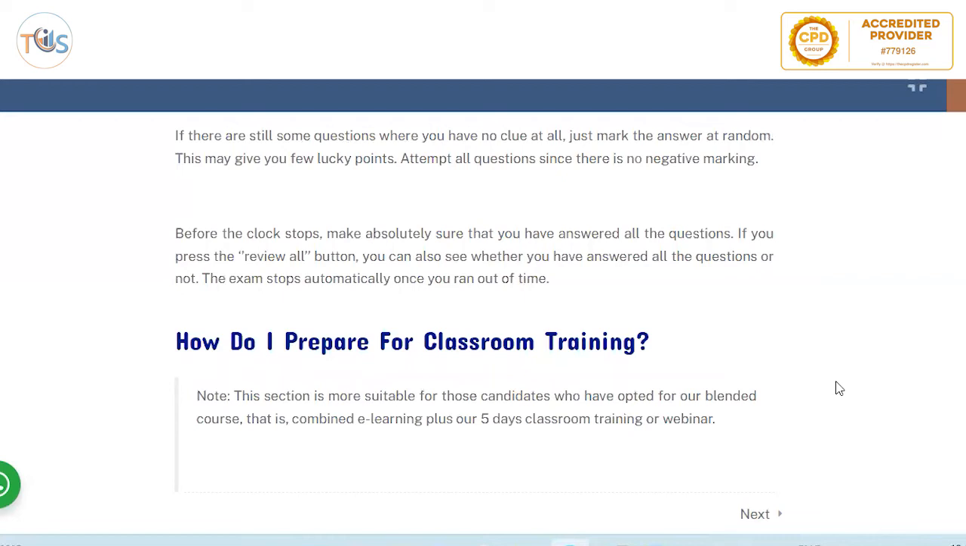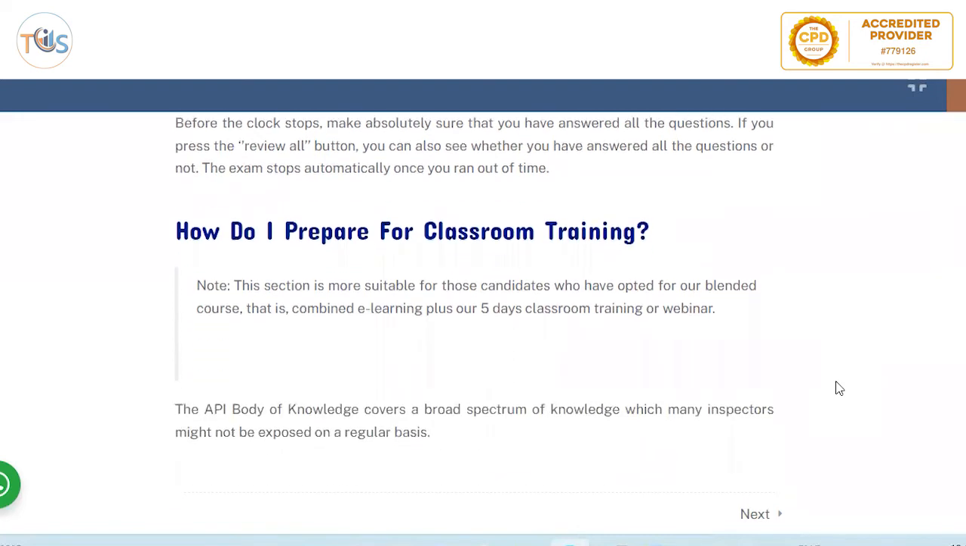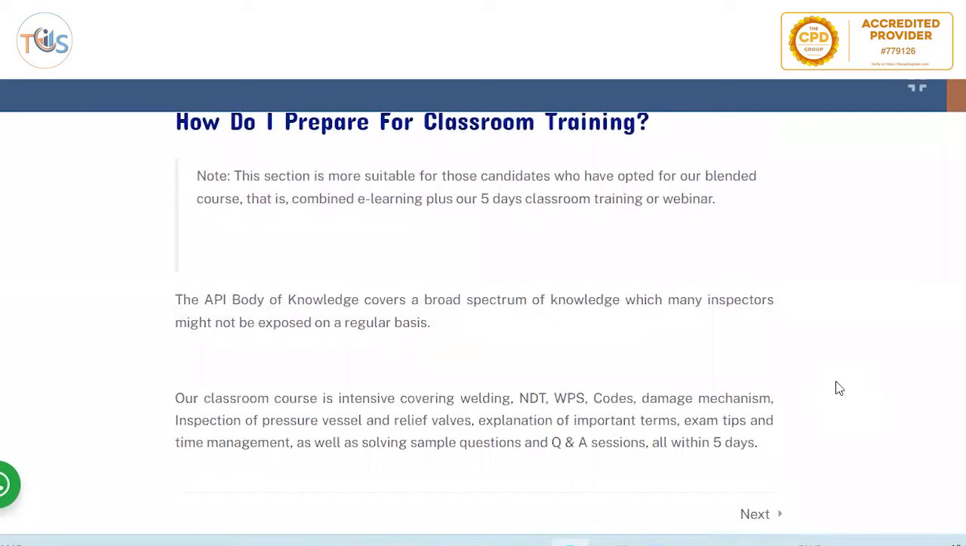So before the clock stops, make absolutely sure that you answer all the questions. As I said, you can press the review flagged questions button, or the review all button. Just make sure that you have answered all of them. You have not missed anything, because then you haven't used your chances.